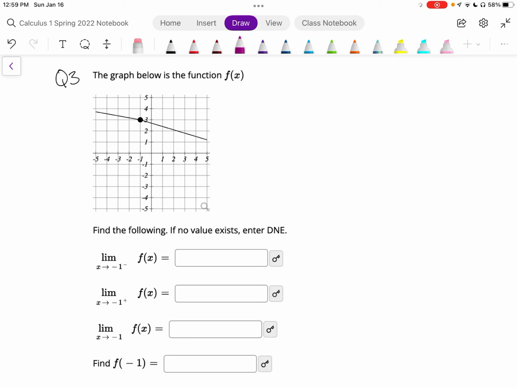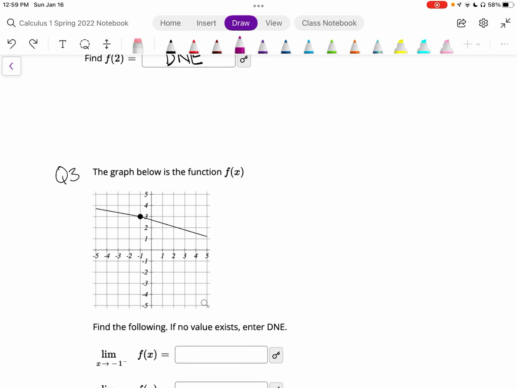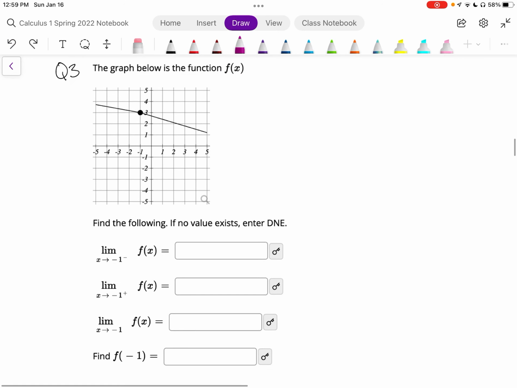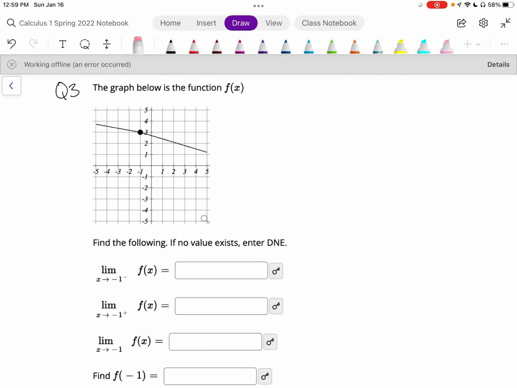All right, so this question says, find the following, and if no value exists, insert DNE. The graph below is the function f of x. All right, so let's look at the first question, the limit as x approaches -1 from the left. So remember the little minus sign to the right of it in the superscript means from the left. Okay, so let's look at the graph and see.